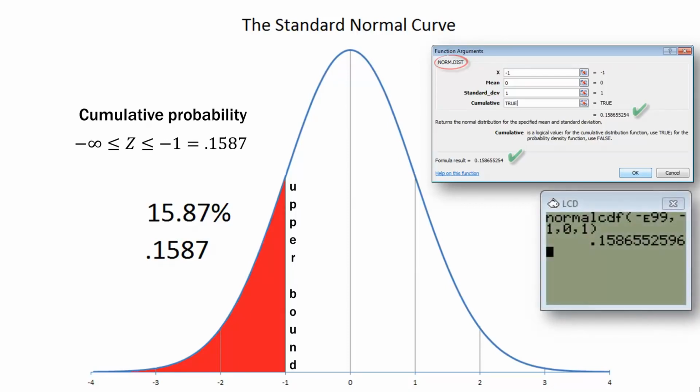Now we can do that in the TI-83 and we'll get the same thing. So normal CDF, then we have our lower bound of negative infinity. Our x, or what we're interested in, is negative 1, mean of 0, standard deviation of 1. Lower bound, upper bound, mean, standard deviation. We evaluate that in the calculator, and again, we get 0.1586, etc. So using both, we got the same answer to find the probability up to negative 1, a z of negative 1 is 0.1587.